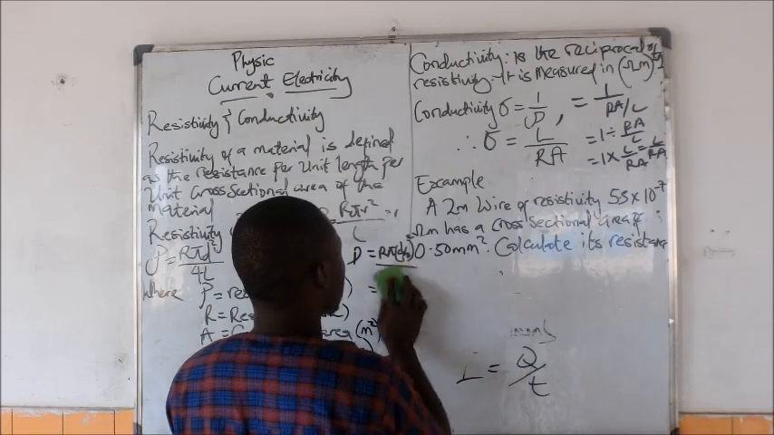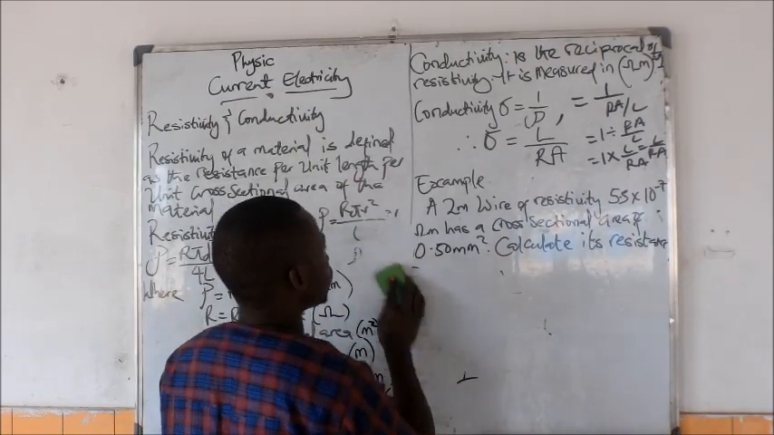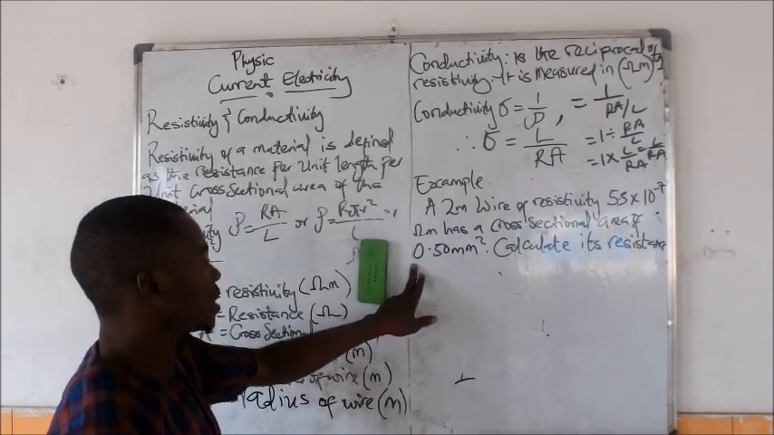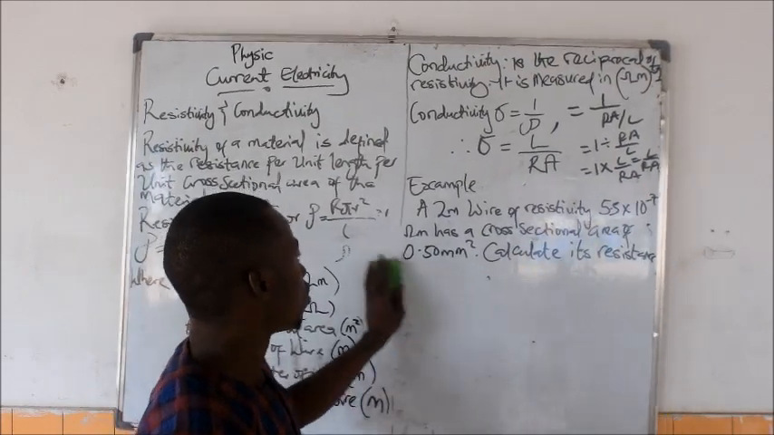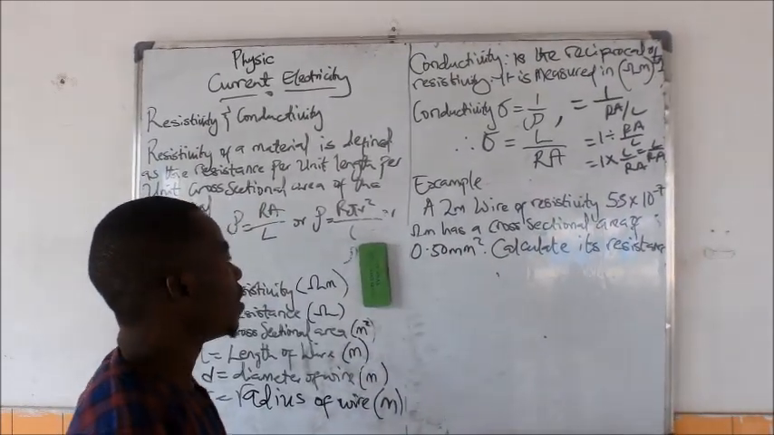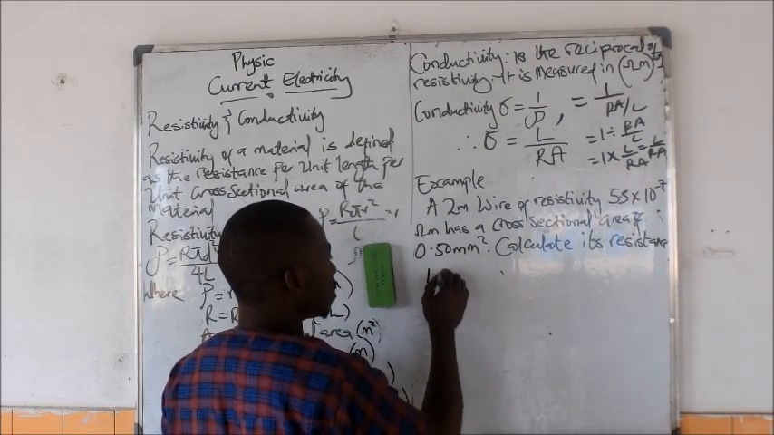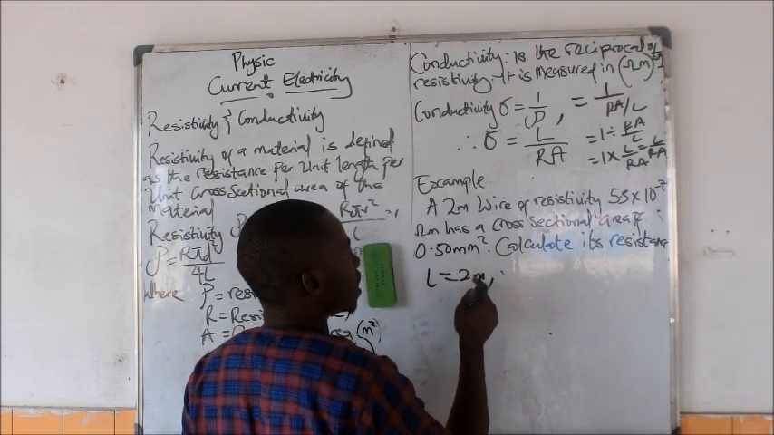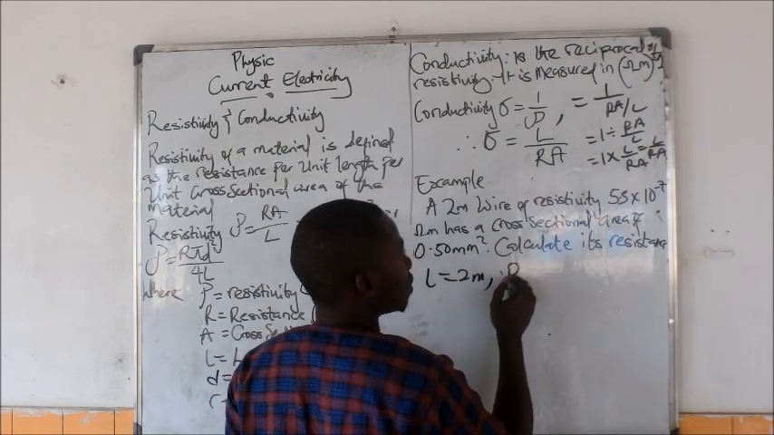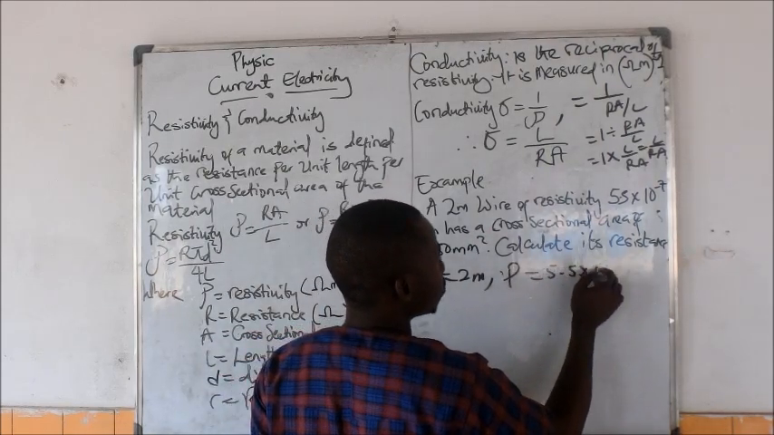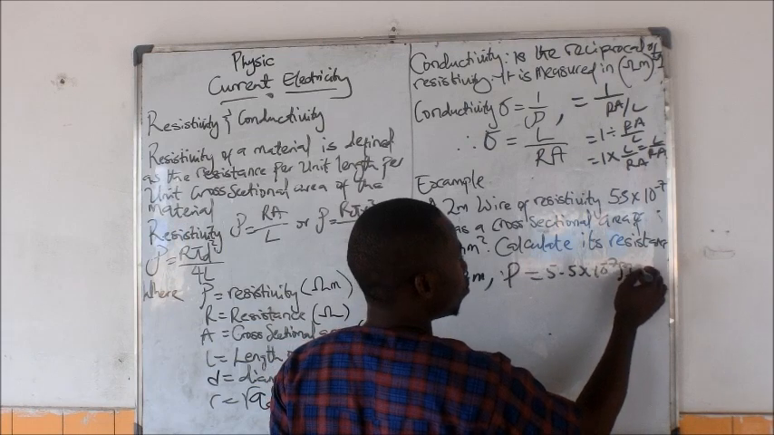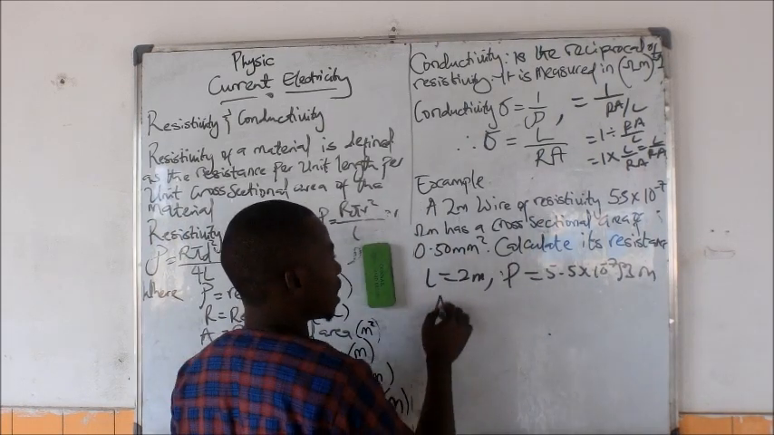Now this will take us to this example. If you look at this example, you have a 2-meter wire of resistivity 5.5 times 10 to the power minus 7 ohm meter. The length is 2 meter. The resistivity is 5.5 times 10 to the power minus 7 ohm meter. The cross-sectional area is what?